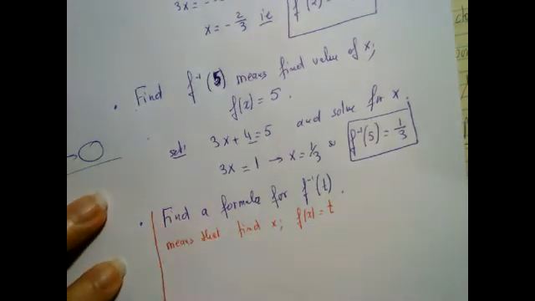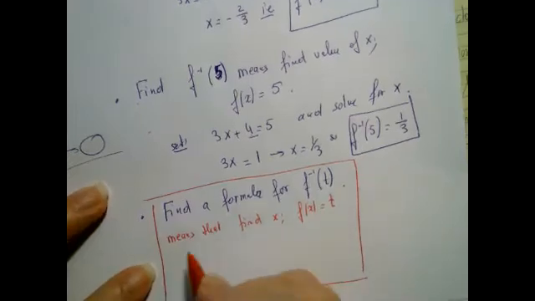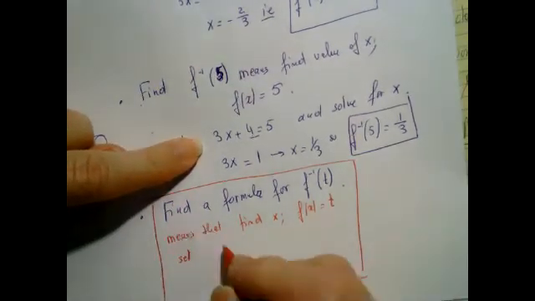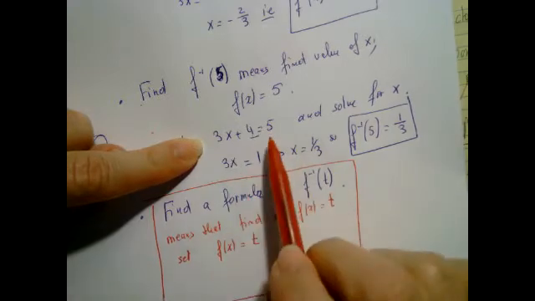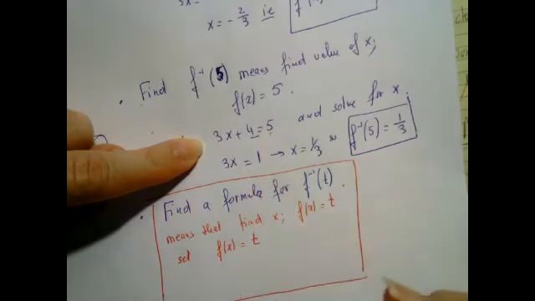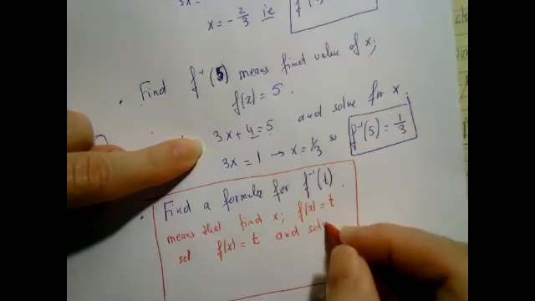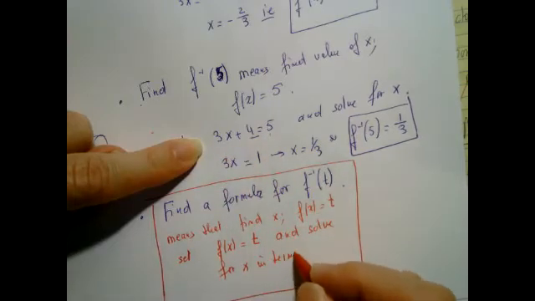And how will we do that? That's how we're going to do it actually a lot. To do this, we set the function equal to t. So instead of 5 and 4, we set f of x equal to t, and we solve for x. That's what I did here in terms of t.